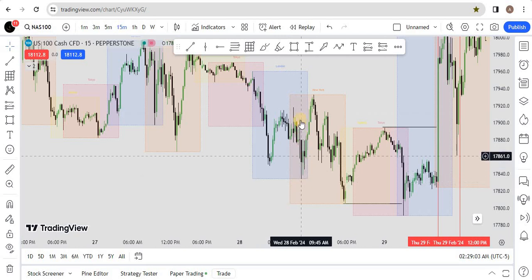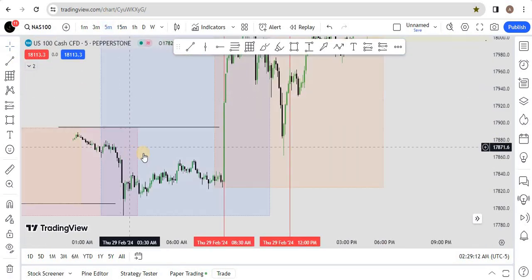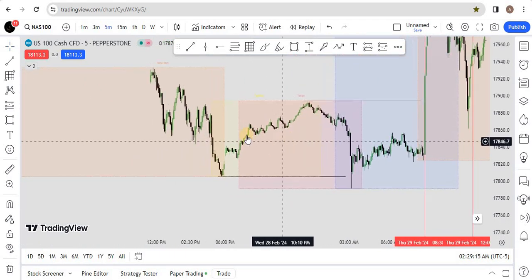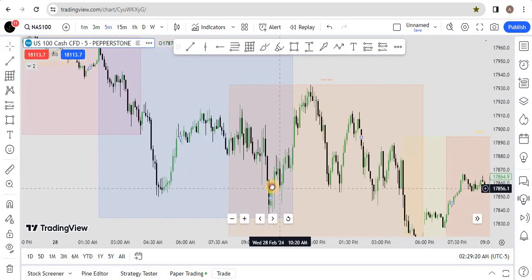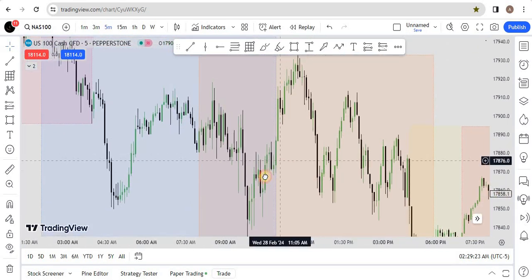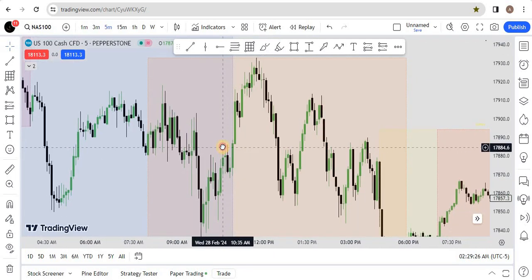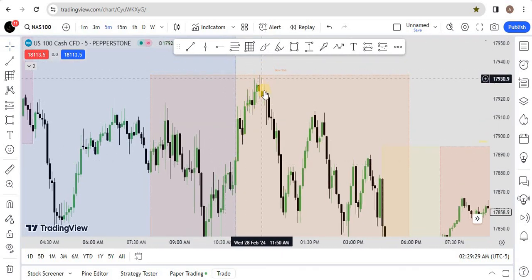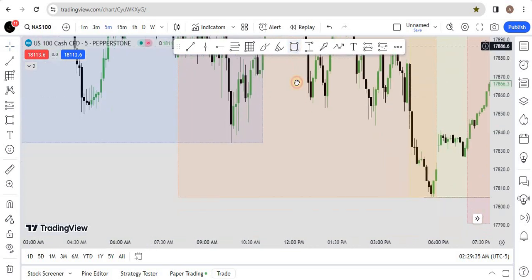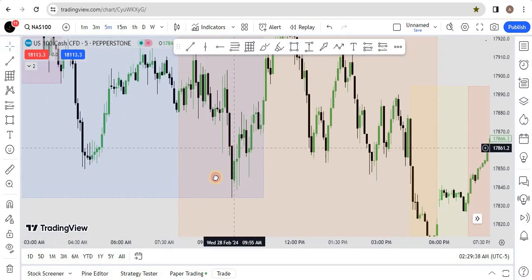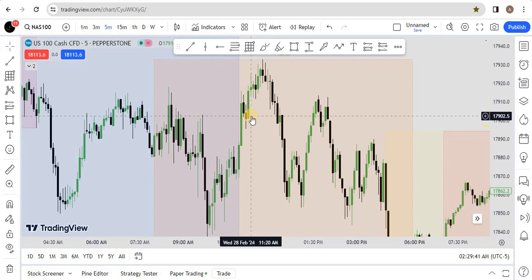Like price goes upside, takes out the liquidity. Okay, then it's a market structure shift. If you go to 5 minute, 4 minute, 3 minute, 2 minute, 1 minute, like this. Okay, and then you have to wait for that setup. Like here. Liquidity taken. Okay, that was the liquidity that was taken out here, right? Market structure shift here. Okay, right?